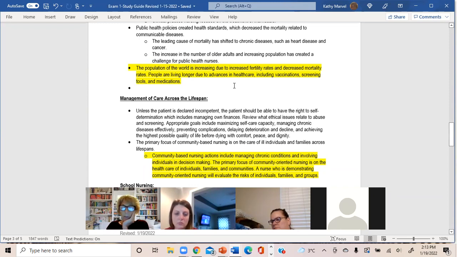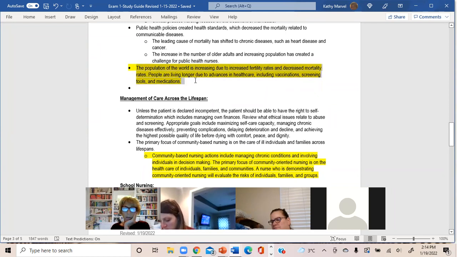Why is the population of the world increasing? Pick an answer. Or, why are people living longer? Advances in healthcare, vaccination, screening tools, medications.